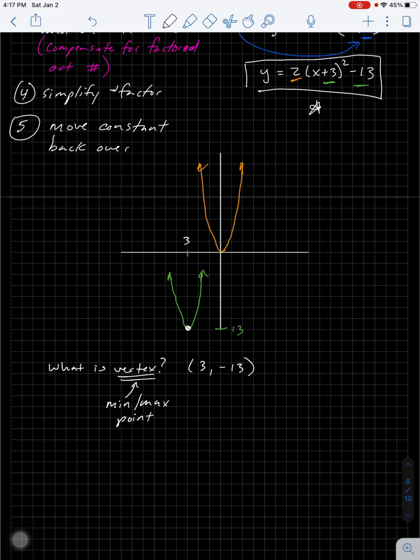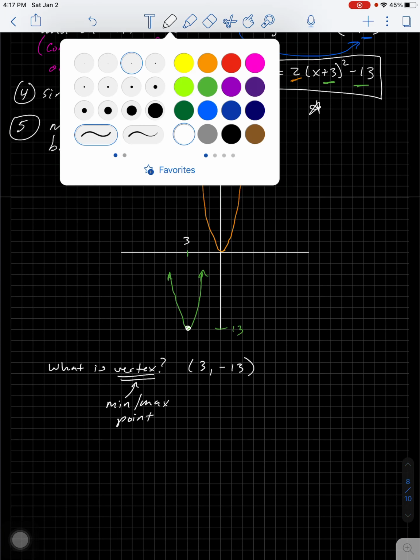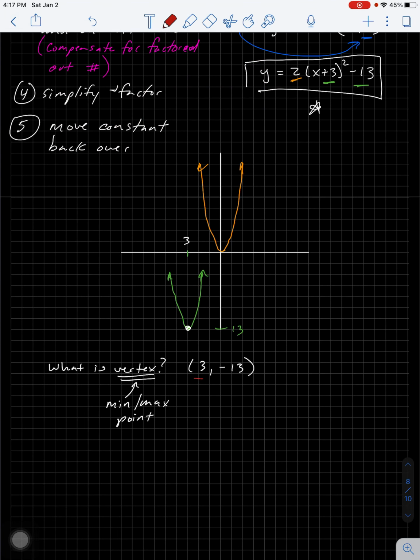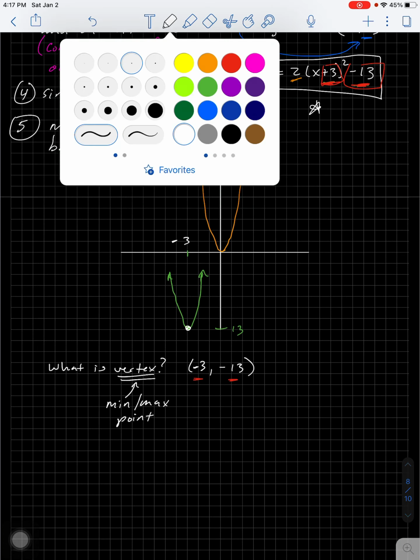If it was turned upside down, we'd have a maximum, and the vertex would be that maximum. Notice also an advantage of this standard form: my vertex, 3, negative 13, is the shift on the graph. So you actually can name the vertex without even ever drawing it, as long as you make sure, oops, sorry, there's a typo there. I meant to write this as a negative 3, okay?